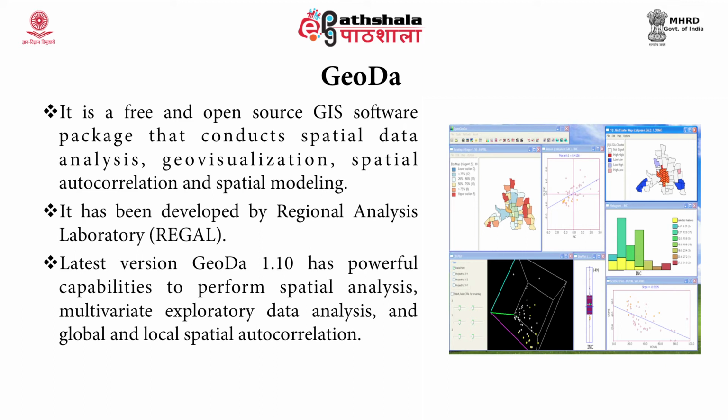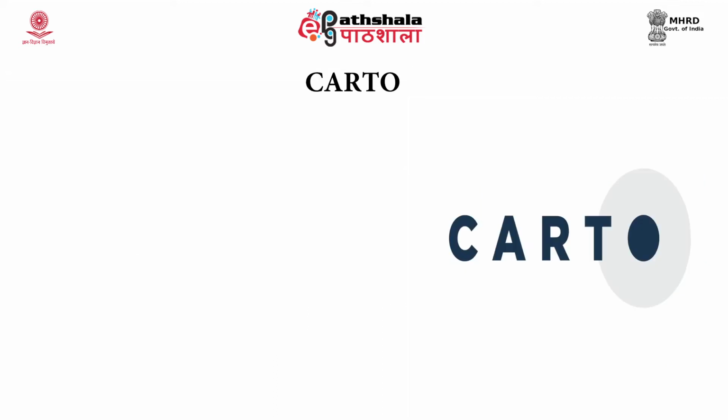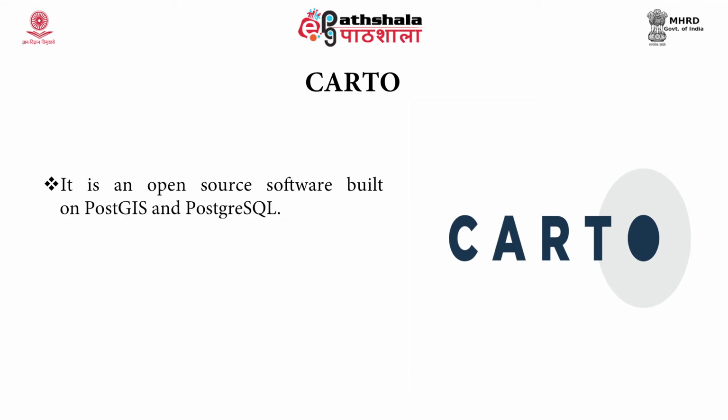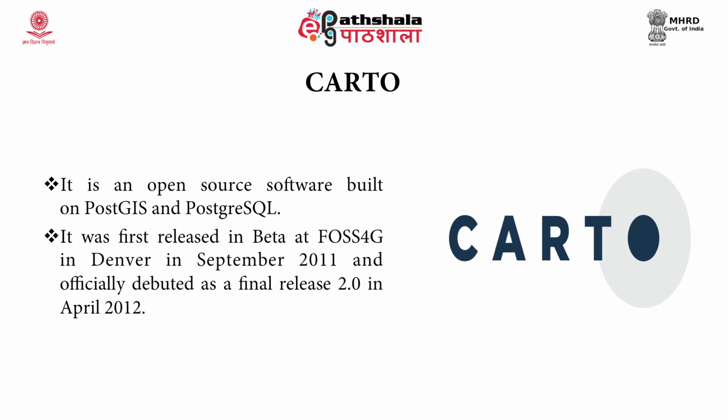CARTO is another open source software built on PostGIS and PostgreSQL. What are these PostGIS and PostgreSQL? That we shall be seeing in the subsequent slides. This software was first released in beta at FOSS4G in Denver in September 2011 and officially debuted as a final release 2.0 in April 2012.